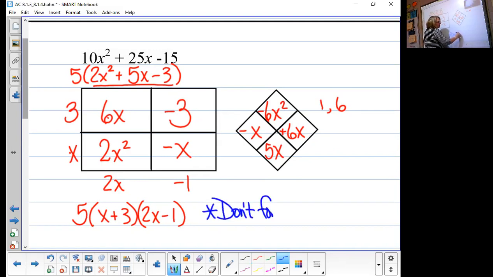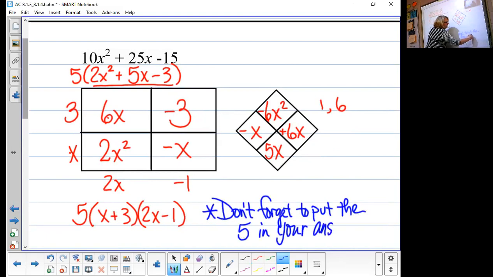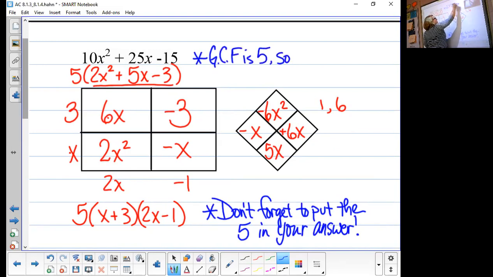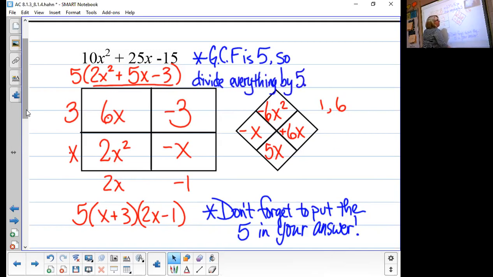Don't forget to put the 5 in your answer. And I'm going to put a note up here that says the greatest common factor is 5. So divide everything by 5. Okay. Now I want you guys to copy these notes down.